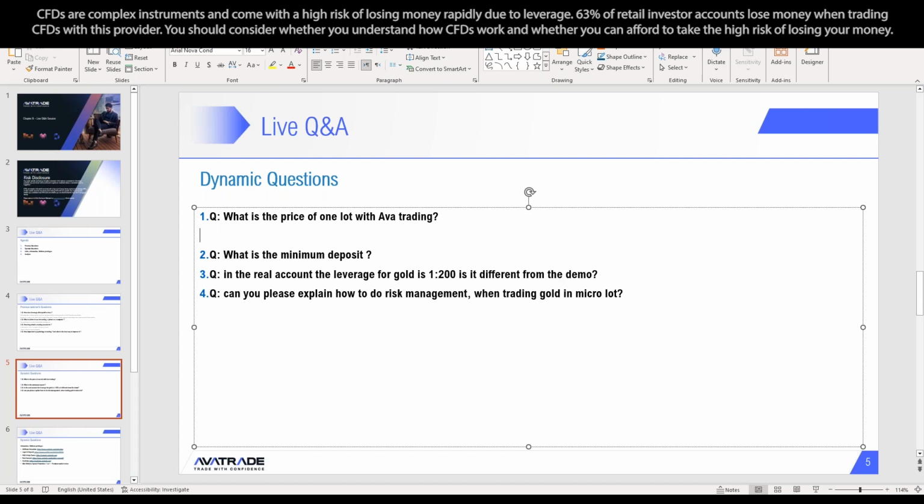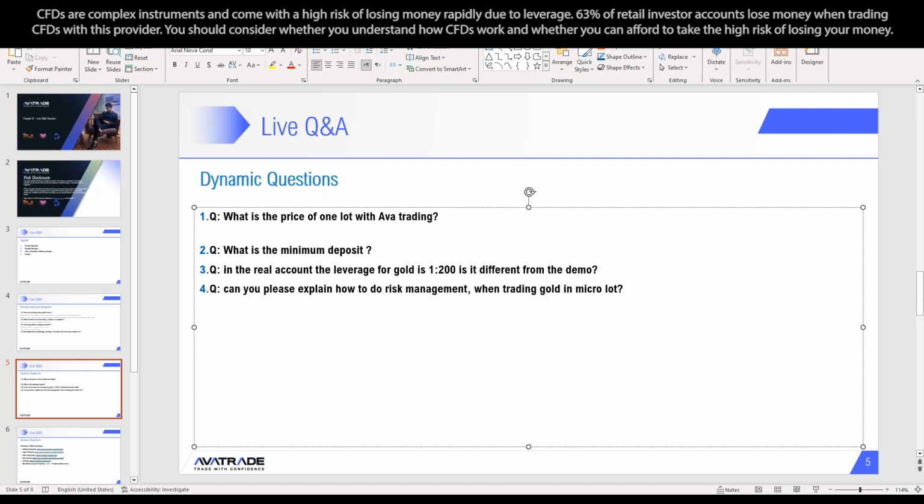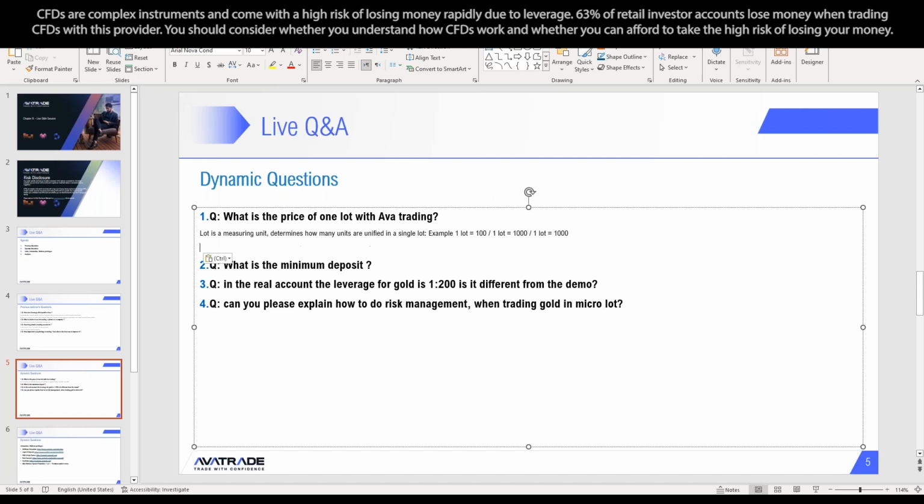So that one, I'm gonna write down here just a simple explanation. Lot is a measuring unit that determines how many units are unified in a single lot. Example, one lot can be worth 100. One lot can be worth 1,000, 10,000, 100,000, and so on and so on.